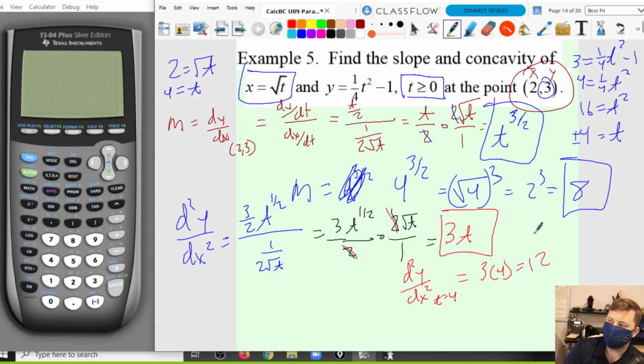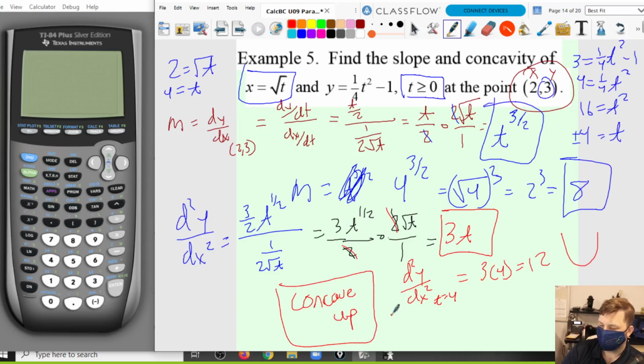Since our second derivative is positive, we are concave up, smiley face. So I'm going to say it's concave up because the second derivative is positive. There you go. That's the basics of all this. I showed you an example of what you can do with concavity and slope. I mean, we could do increasing, decreasing, but we're using parametrics.